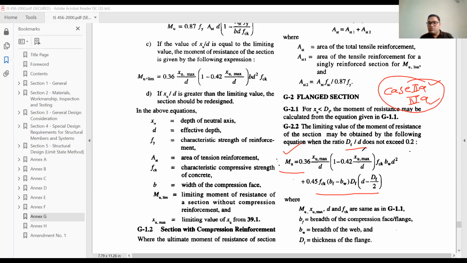Now, if we want to use this formula for case 3A, in that scenario we have to replace XU max by XU. So in place of XU max, we will put XU, here also XU, and then this formula will become the formula for case 3A. Now we will talk about case 2B, 4B and 3B.